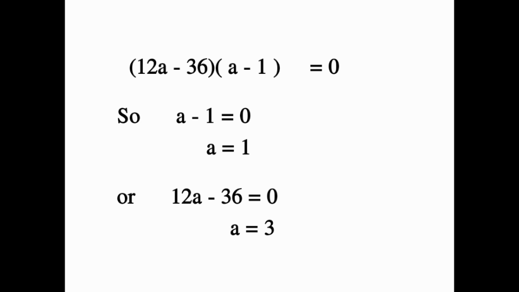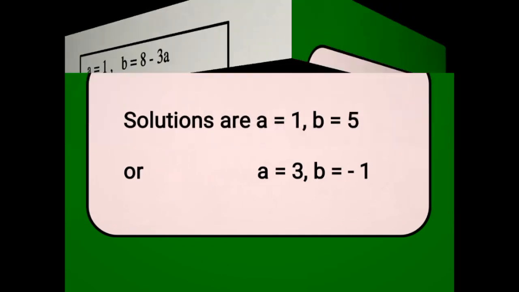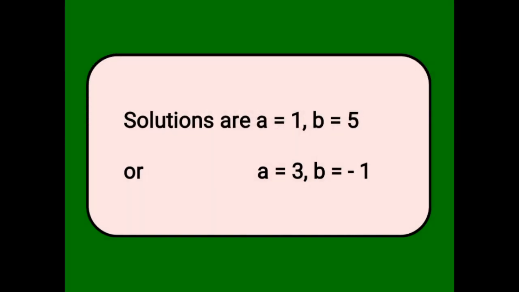Use the first equation to find the b values. So, for a equals 1, b equals 8 minus 3a equals 8 minus 3 times 1 equals 5. And for a equals 3, b equals 8 minus 3 times 3 equals 8 minus 9 equals minus 1. The solutions are a equals 1, b equals 5 or a equals 3, b equals minus 1.